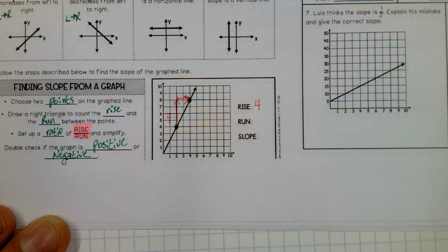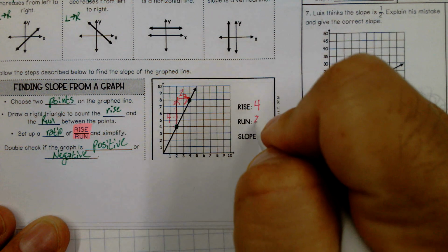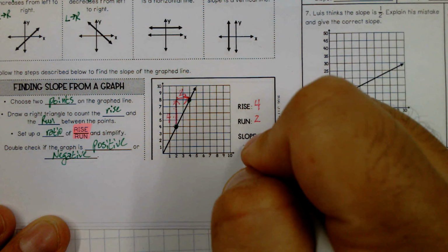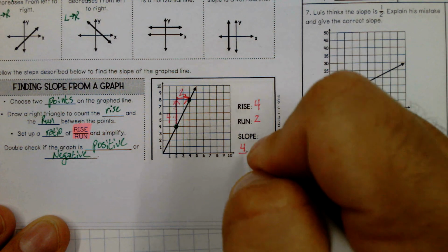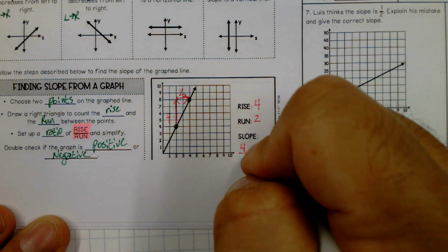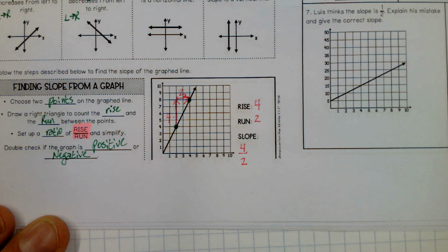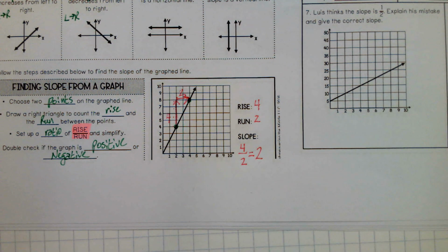How much did I go to the right? 2. So the run was 2. And the slope would be the ratio of those. It would be the rise over the run. So, well, other way, the rise is the top number and the run is the bottom number. It's 4 to 2. And then you simplify it. So 2 to 1 or just 2. So the slope of this particular line is 2 or 2 over 1.